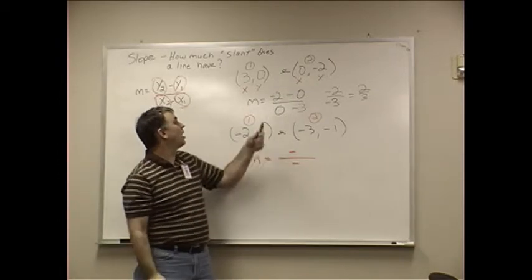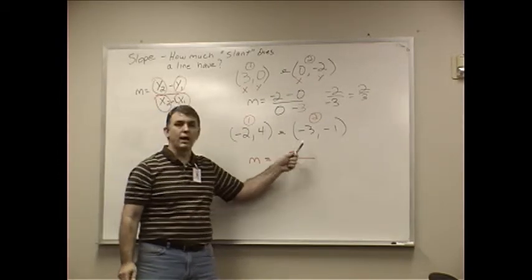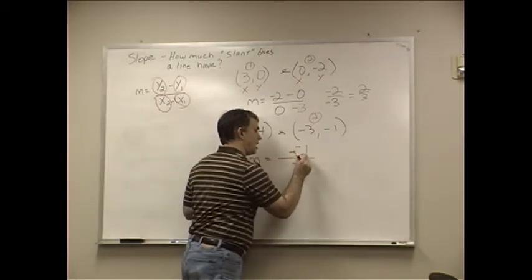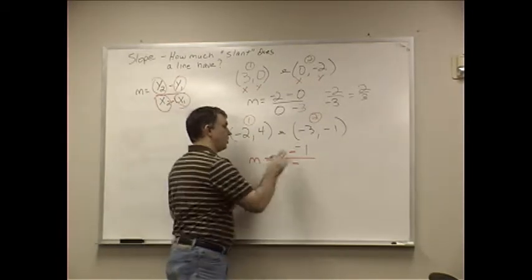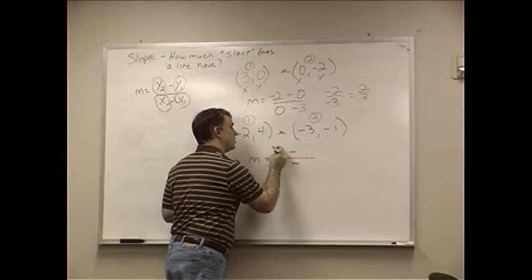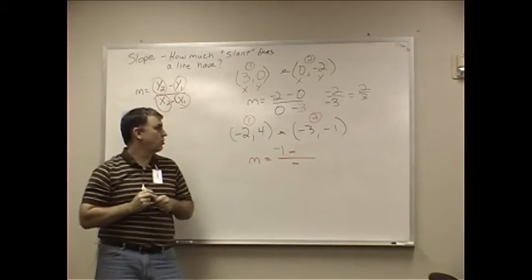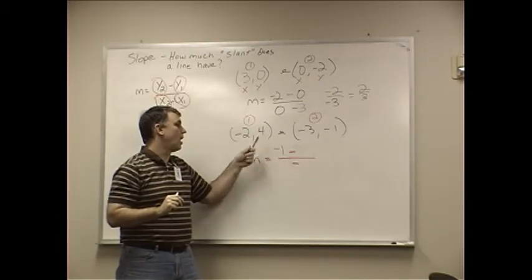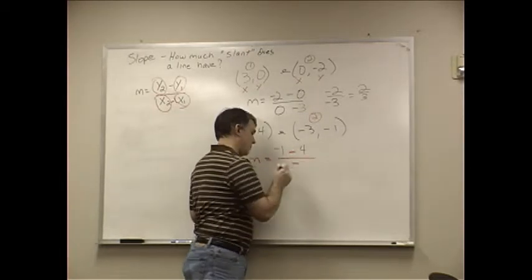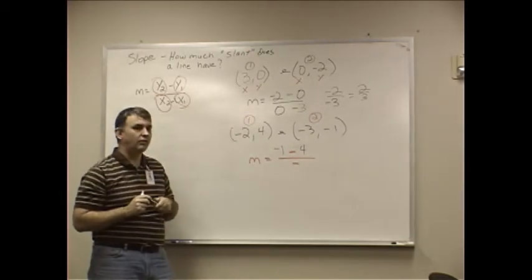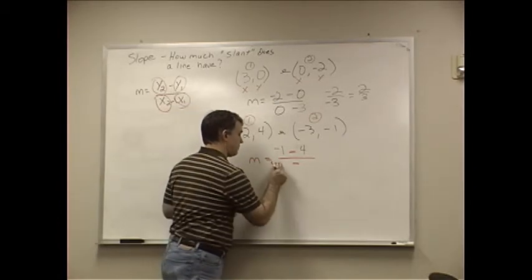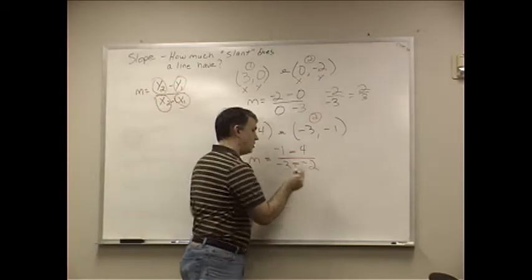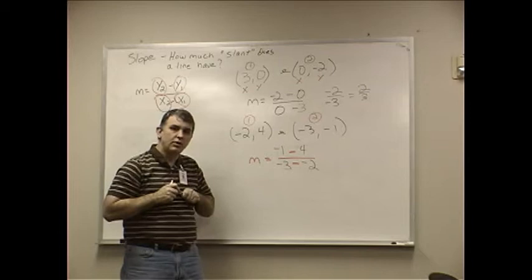So what's the value of y2? Because it's y2 minus y1. y2 is negative 1. Put it in the wrong spot, excuse me. Negative 1. What's the value of y1? y2 minus y1, duh. y1 is 4. So I'm going to put a 4 in there. What is the value of x2? Negative 3. I'll put in a negative 3. And the value of x1? Negative 2.